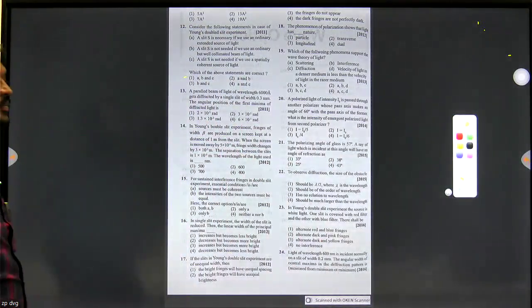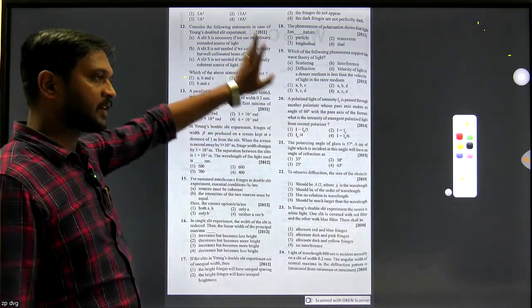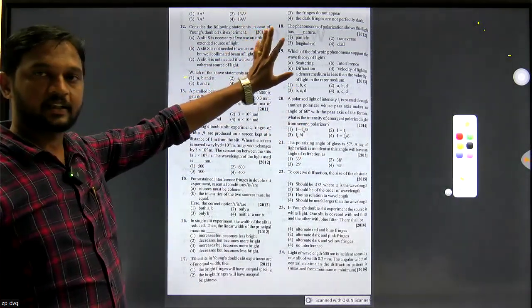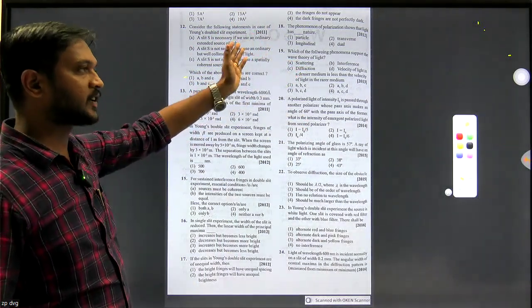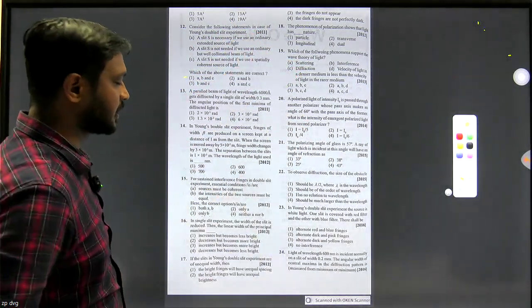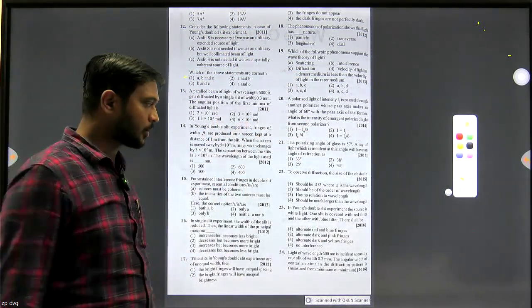Next question. Polarization and diffraction problems are there; in the next class we will discuss those. Today I'm going to discuss Young's double slit and interference problems.